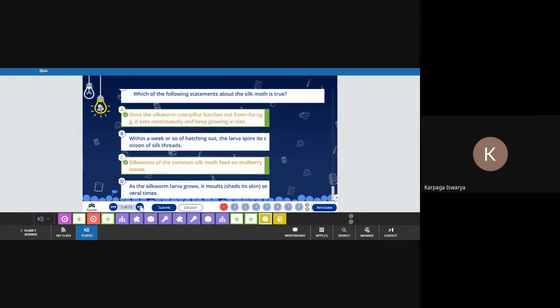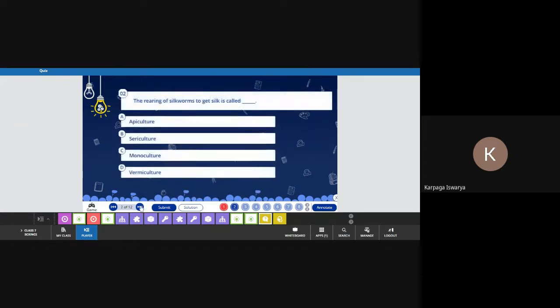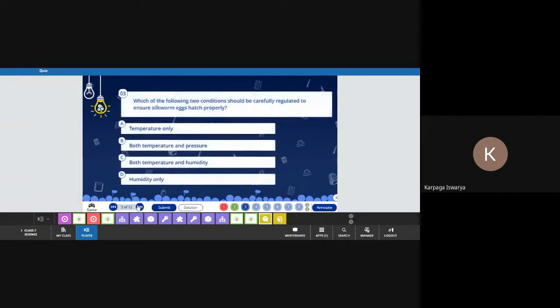Wow, that's excellent. Now, let me move to the next question. The rearing of silkworms to get silk is called what culture? Janani? Ma'am, sericulture. Let me submit. Yeah, that's fantastic. Now, the next question. Which of the following two conditions should be carefully regulated to ensure silkworm eggs hatch properly? Temperature only, both temperature and pressure, both temperature and humidity, or humidity only. Yes, Janani? Option C, both temperature and humidity. Okay, let me check. Wow, that's really fantastic.